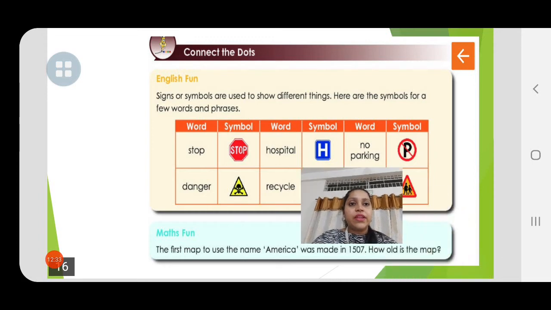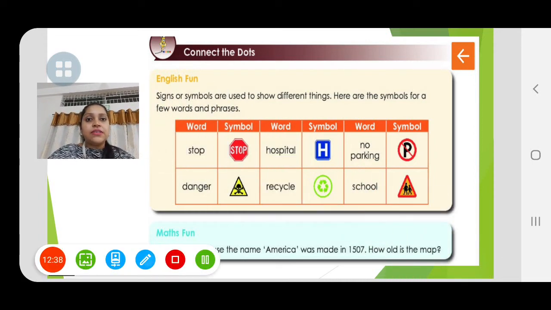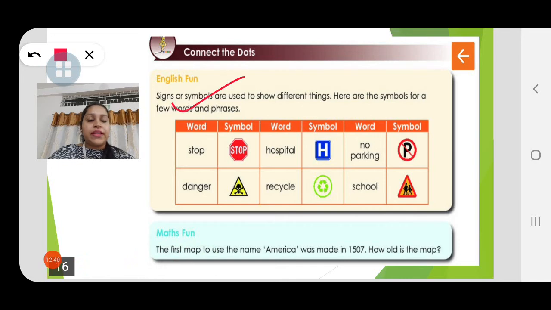Then lastly we have English fun. And what is it given here? It's given children, signs or symbols are used to show different things. So these are the symbols for stop, for danger, for hospital, for recycle, for no parking and school. These are the signs, symbols, or these are the keys also.